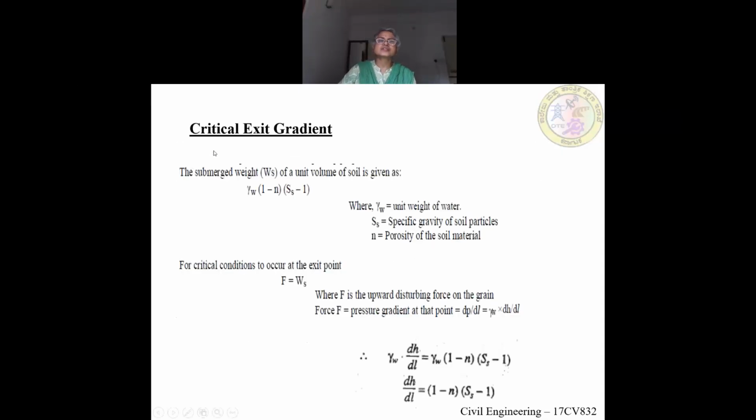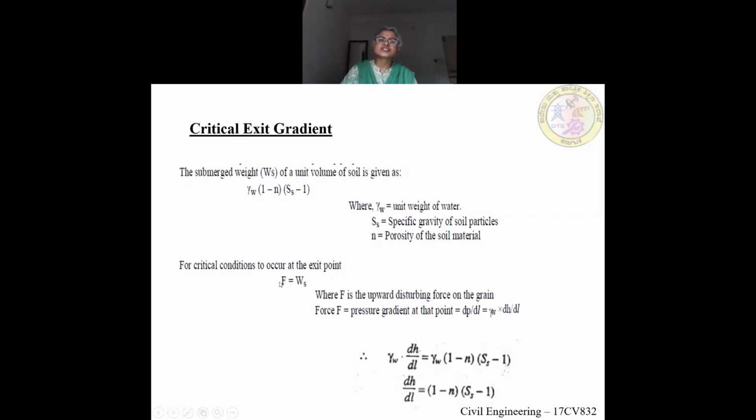So what is the condition for this critical exit gradient? We will see. The submerged weight Ws of unit volume of soil is given by this expression, which you have studied in geotechnical engineering. The submerged weight is given by gamma W, that is the density of water, into (1 minus n) into (Ss minus 1), where gamma W is the weight of water, Ss is the specific gravity of the soil particle, and n is the porosity of the soil material.